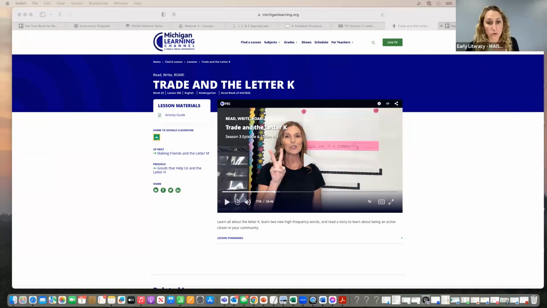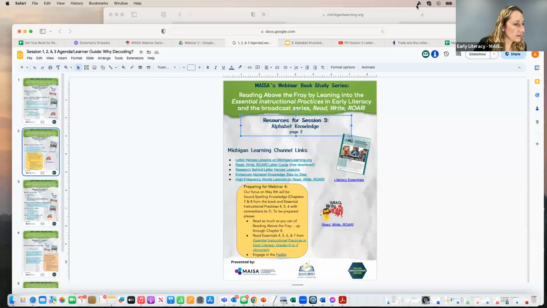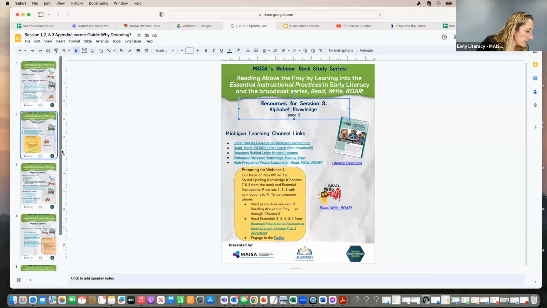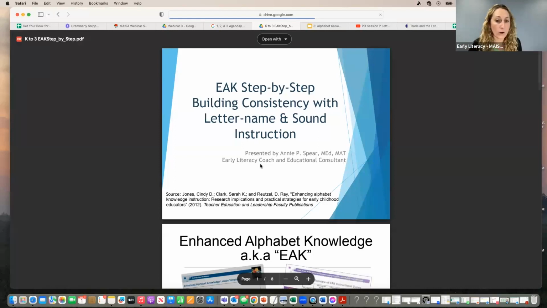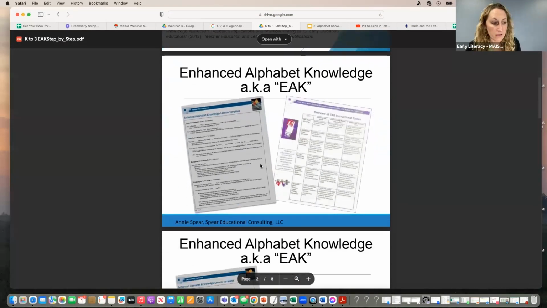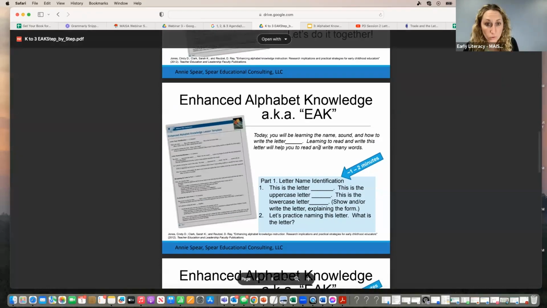We don't have our lessons written out, but the enhanced alphabet knowledge protocol, I'm going to show you where on our, let me get to my agenda here. So in this agenda on page 2, this is your learner guide, right? There's a step-by-step presentation I put together that walks you through what you do for the enhanced alphabet knowledge protocol, and it breaks it apart step by step of exactly the words that they say.